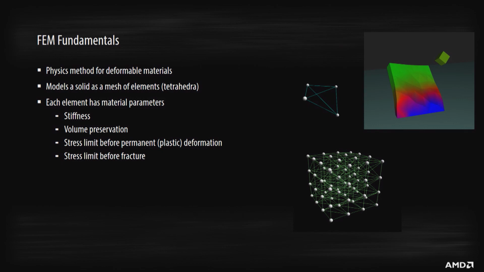There's control over stiffness of the material, control over how volume changes when the material is compressed, and a couple of stress limits which decide when the material can break and also take on permanent deformation, plastic deformation.